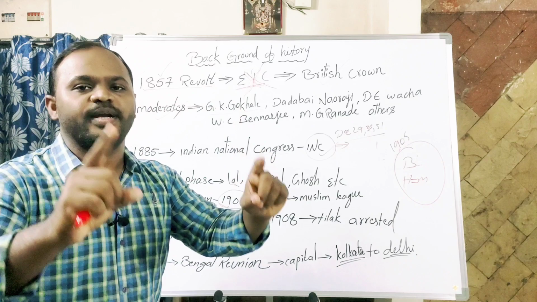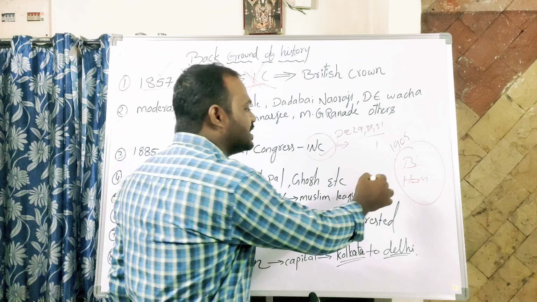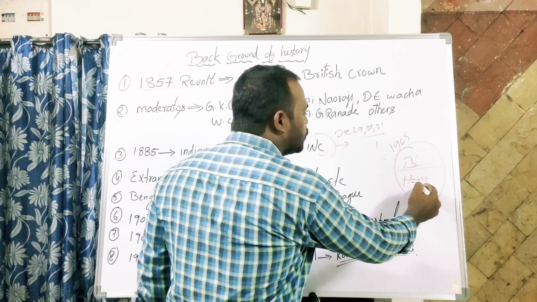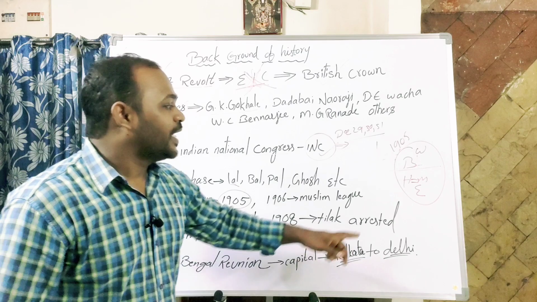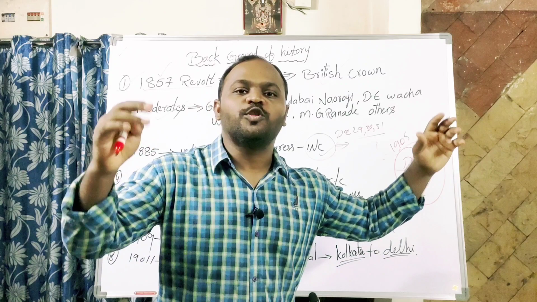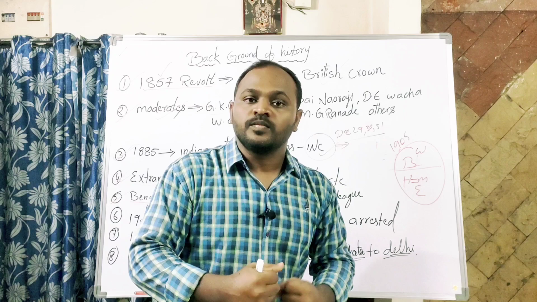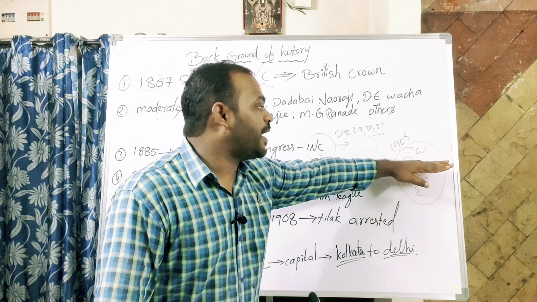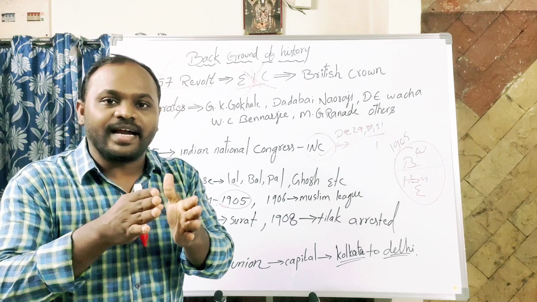That is the reason that in 1905, Bengal was divided by Britishers into two: East Bengal and West Bengal. You see the logic here. In East Bengal, Muslim-majority people would be there. In West Bengal, Hindu-majority people would be there. See how strategically they divided our unity. As East Bengal had more Muslims, they made it a separate state, and West Bengal Hindus were made a separate state. Indirectly, they were dividing the unity between Hindus and Muslims at that point of time, right?